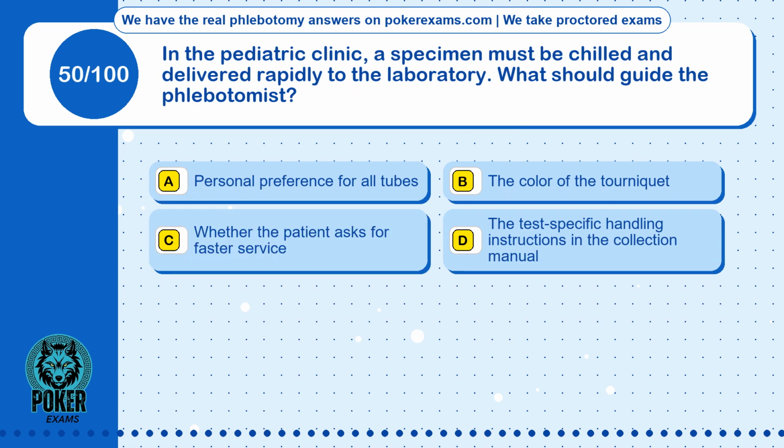Question 50. In the pediatric clinic, a specimen must be chilled and delivered rapidly to the laboratory. What should guide the phlebotomist? Option A, personal preference for all tubes. Option B, the color of the tourniquet. Option C, whether the patient asks for faster service. Option D, the test-specific handling instructions in the collection manual.